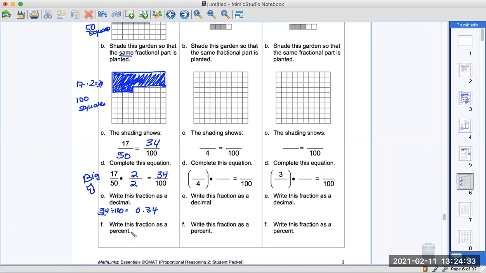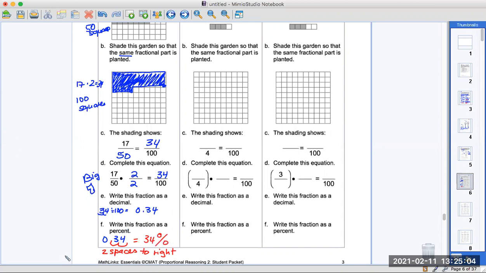Write this fraction as a percent. So here comes the part. Your decimal, when you write it as a percent, super important, you're going to move your decimal 2 spaces to the right, not to the left. Left when you change from percent to decimal, and to the right when you change from decimal to percent. So that's 34%.